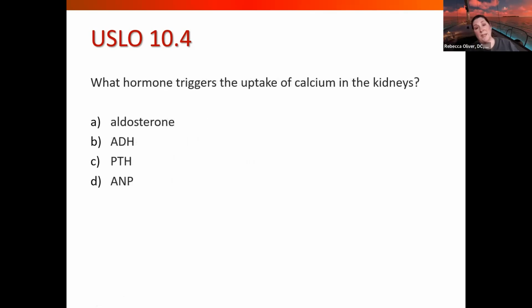What hormone triggers the uptake of calcium in the kidneys? Really? Well, there is one. So when we're asking the kidneys to take up calcium and put it back in the bloodstream, it's because our blood calcium levels are low. And the hormone that is released in response to low blood calcium levels is going to be PTH. That's right.